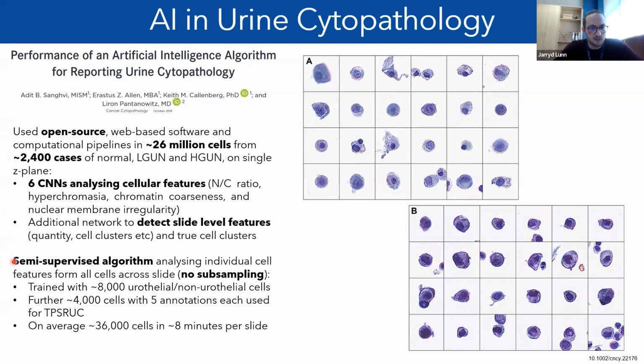They again used a semi-supervised algorithm. Of their training set, only trained with approximately 8,000 urothelial, non-urothelial cells, and a further 4,000 cells that were annotated precisely with their Paris classifications. Their system was able to scan about 36,000 cells in about 8 minutes per slide.